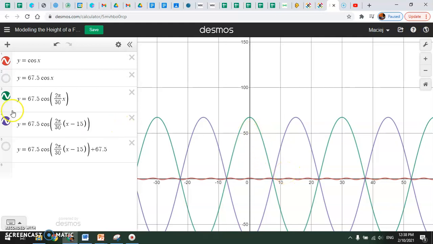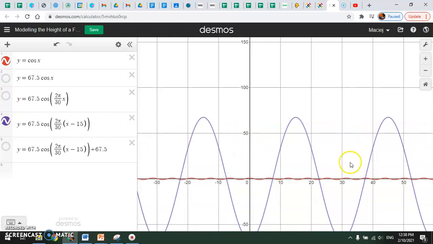Okay, so far it moved, so I'm going to get rid of the green one, and now we see it shifted 15 units to the right. The shape is still the same. Now the final change we did is this 67.5 at the end, and that is our vertical translation.